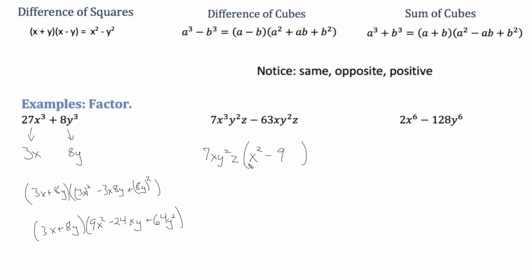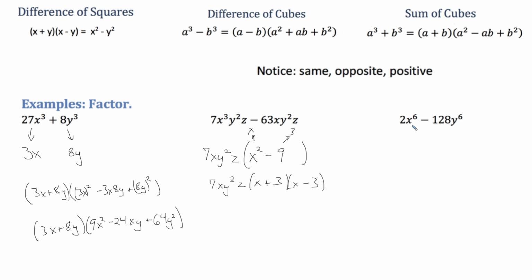And we want to factor completely, so we look at this one. Here's a binomial. Does it fit any of our special difference of squares, cubes, or sum of cubes? And it is, in fact, a difference of squares. So the square root of this is x, and then this is 3. So that can be our x and y here. So we have 7x y squared z. Keep that binomial there, and then it's going to factor into x plus 3 times x minus 3.